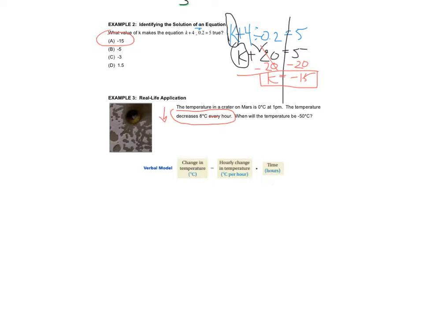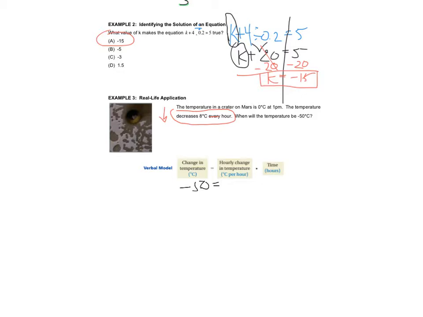So to follow this further, we have the change in temperature we're looking for is negative 50. We want to know when will the temperature be at negative 50. Because right now it's at 0. So the change in temperature would be 50 degrees.